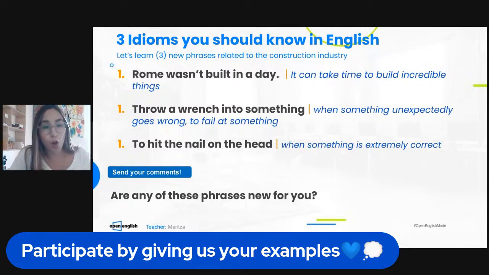It can be slow. We might need a lot of time, but that's okay. Something incredible we can't build overnight. So for example, learning English. When people say, learning English is so hard, it takes so much time, I could say, well, Rome wasn't built in a day. So this means that to develop or create something amazing, we need time. We need time.